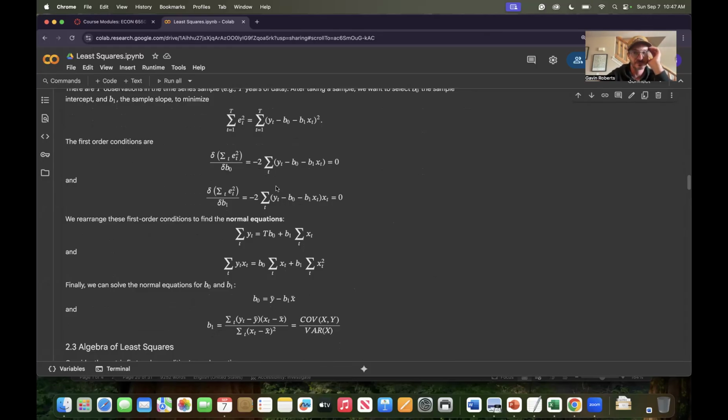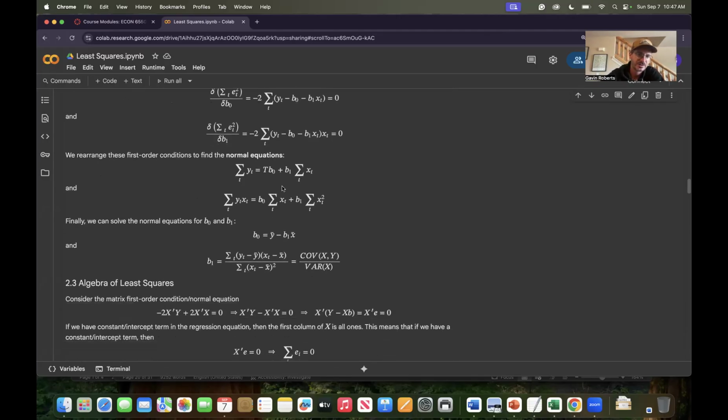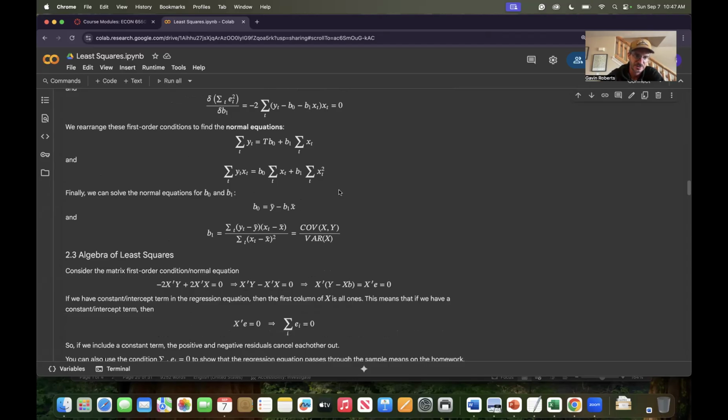If you're solving a multivariate optimization problem, you need to set the derivative of the criteria with respect to each choice variable equal to 0. So that's what we're doing right here. We can rearrange those. These are called the normal equations.